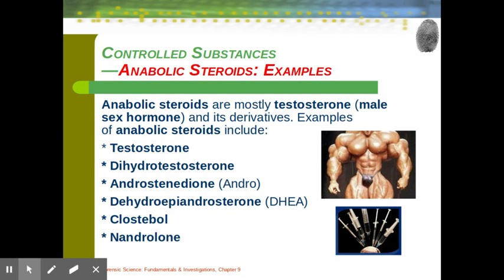Mostly testosterone. Examples are testosterone, dihydro... I can't even pronounce it, dihydrotestosterone, testosterone. And I'll let you read them. I'll quit butchering the names there.